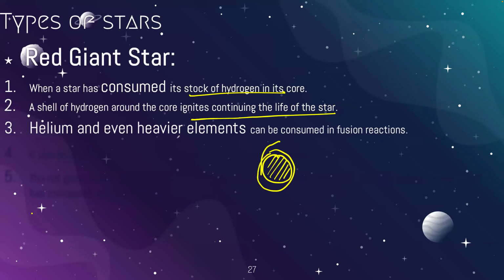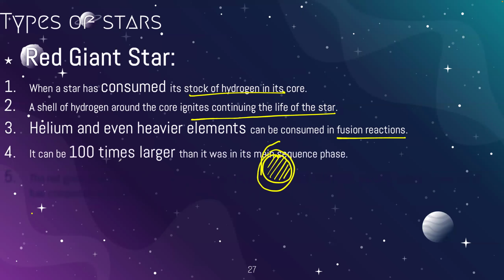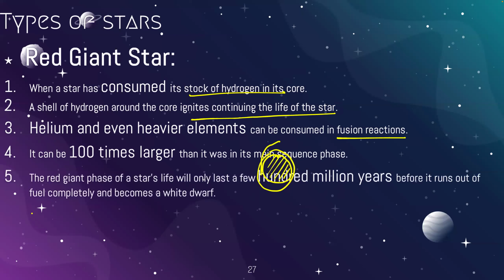The helium and even heavier elements can be consumed in fusion reactions. It can be 100 times larger than it was in the main sequence phase. The red giant phase of a star's life will only last a few 100 million years before it runs out of fuel completely and becomes a white dwarf.